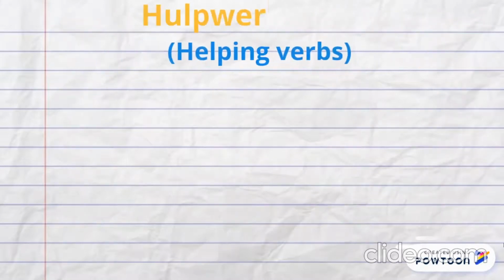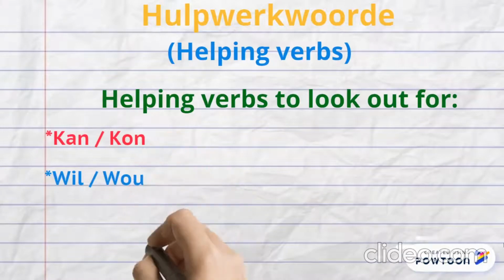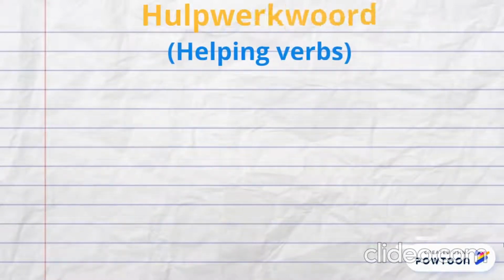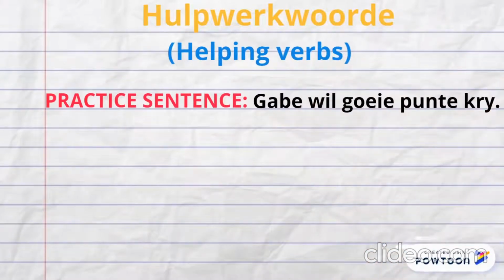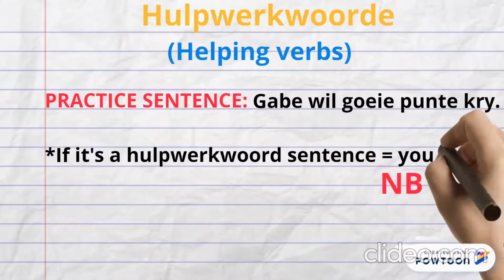The first exception is when there's a helpwerk, or in English a helping verb, in the sentence. The helpwerke to look out for are kan, kon, wil, moet, and gaan. For example, let's convert the sentence Gabe wil goeie punte kry. First things first, you need to know that when it's a helpwerk sentence, you use the format that you would for future tense Lydende.